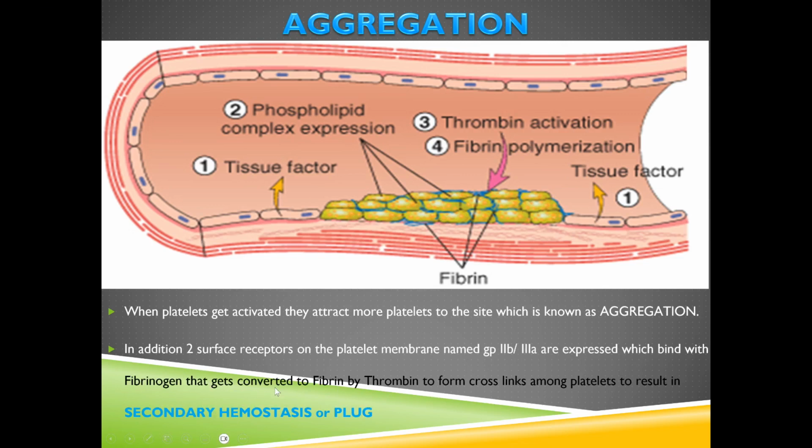So the initial phase of platelet attachment produces only a loose plug. And then finally, when fibrin is also interspaced, which causes the cross-link, that is a cementing thing between the platelets, it becomes a secondary hemostasis plug or the strong hemostasis.